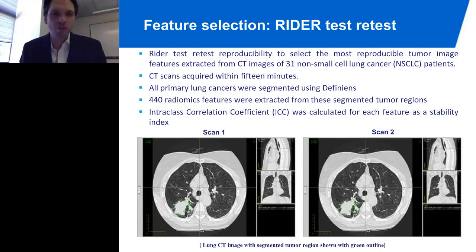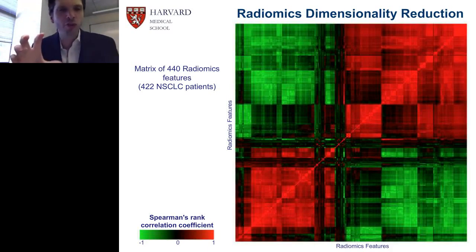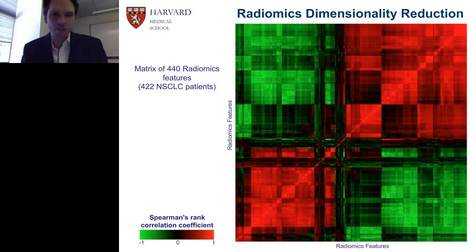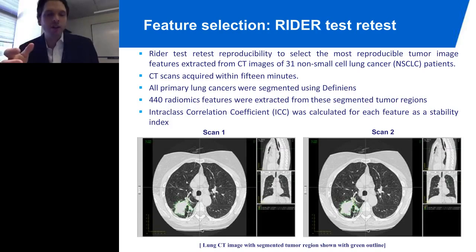The nice thing actually is that once we want to reduce this dimensionality, we have access to different data sets, which are not that common, for example, in genomics. One data set which I really like and we use a lot in our analyses is the RIDER test-retest. This is a data set that was developed at Columbia University by Larry Schwartz's group. What they did is they took CT images of 31 non-small cell lung cancer patients. So they acquired a scan for 31 patients. The patient got off of the table. It's called a coffee break test, so likely they got a coffee. They went back 15 minutes later and they got another CT scan.